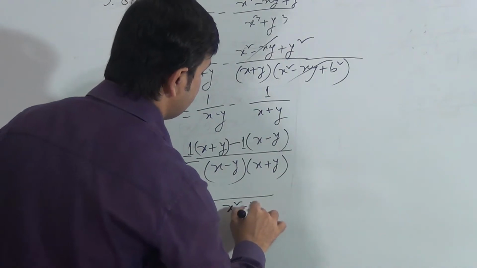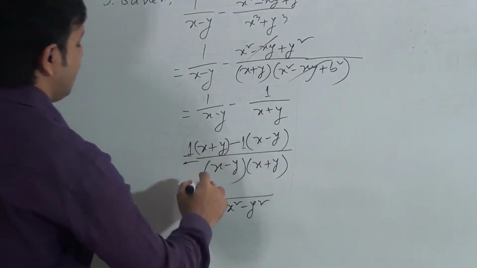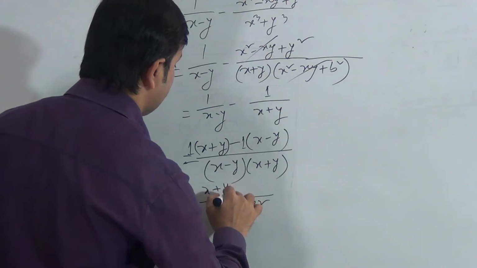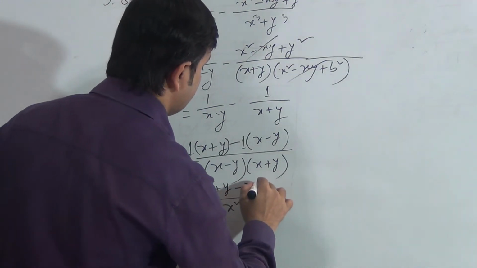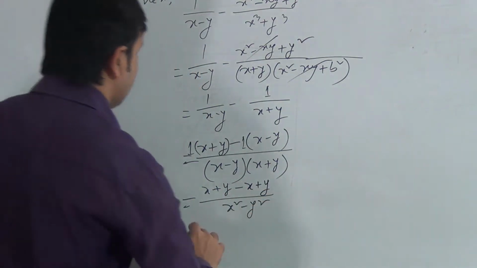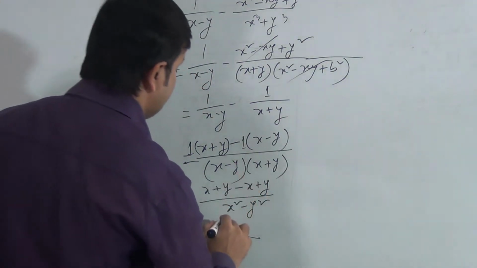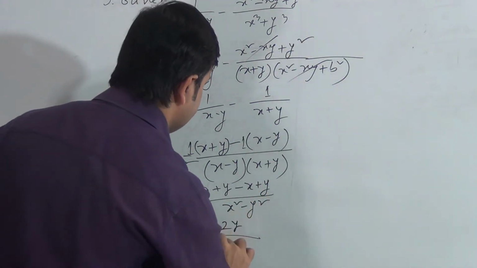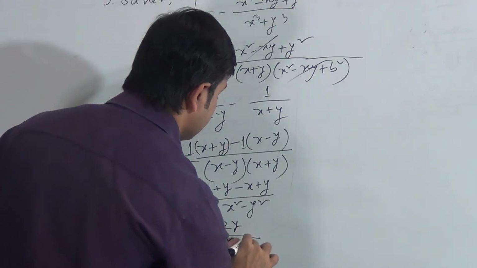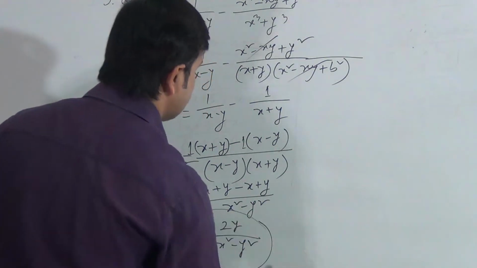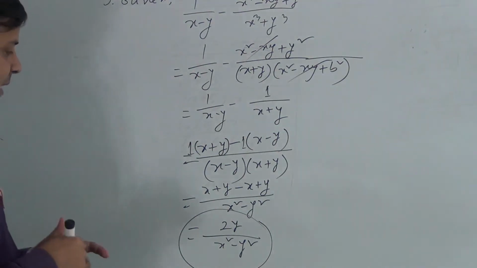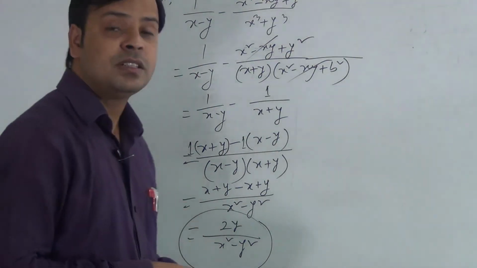x square minus y square, and here if you multiply, you will get x plus y minus x plus y. So the plus x and minus x vanish. Here will be 2y, and in the denominator you will get x square minus y square. So this is the answer for question 3.